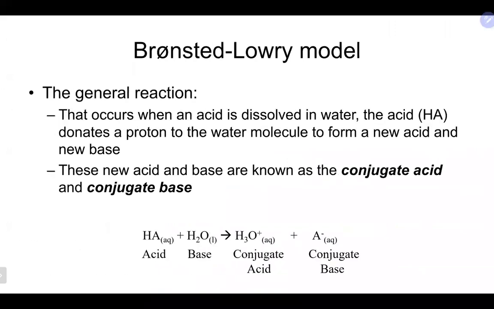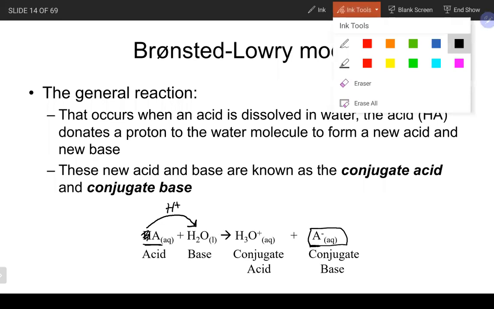So here's that general reaction. As I mentioned, HA here is just a generic formula for an acid. It could be HCl, HNO3, whatever you want to call it. And in this case, the acid is going to donate the H+ over to the water. When it does, you can think about what you make on this side. We get rid of the H, and because we lost the plus, it becomes one more negative. That is how we get to this one. It went from no charge to -1 charge because it lost the H+.